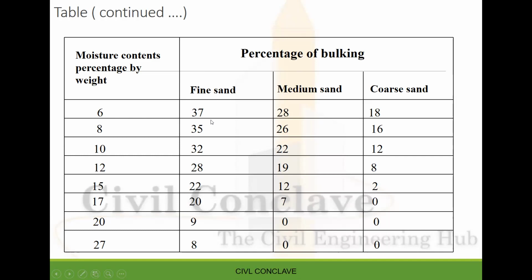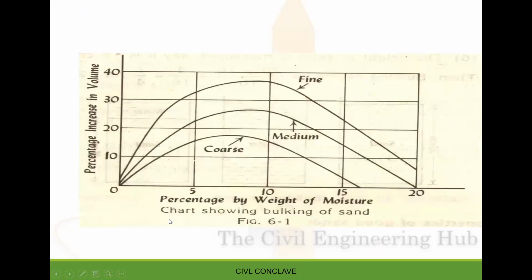Fine sand will have 37% bulkage. Medium sand will have 28%. Coarse sand will be like that. If the moisture content is 10%, fine sand will have 32% bulkage. Medium sand will have 22%. Coarse sand will have 12%. If the moisture content is 17%, fine sand will have 20% bulkage. Medium sand will have 7%. Coarse sand is 0%.